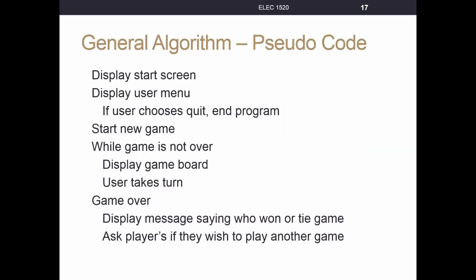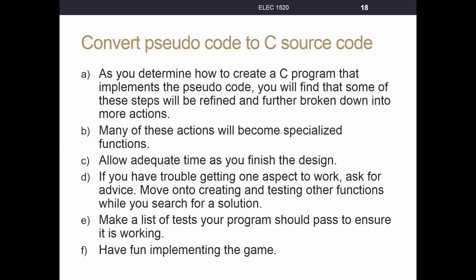So our general algorithm or pseudocode so far will be: display start screen, display the user menu. If the user chooses to quit, we'll end the program. Otherwise, we'll start a new game. While the game is not over, we'll display the game board. We'll let users take a turn. Then when the game is over, we'll display a message saying who won or whether there was a tie game. And then we'll prompt the users again to ask if they wish to play another game. So let's go ahead and think about how we want to implement this in our C program.